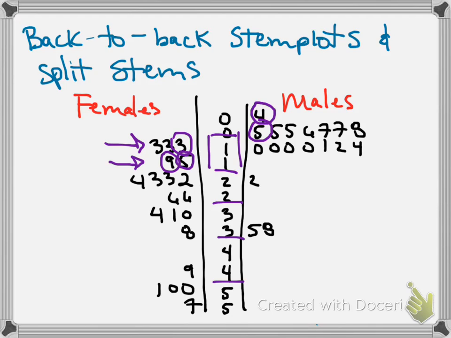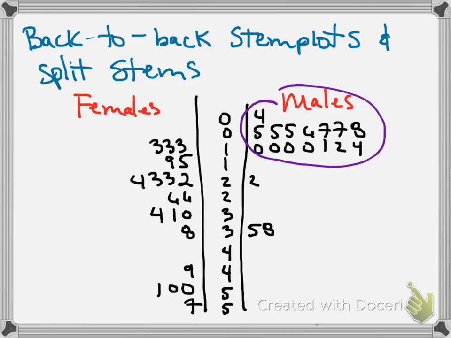Again, the whole purpose of splitting stems, like we've done on this example, is just to make the shape of the distribution a little bit easier to see. Because we've split the stems, it's pretty easy to see that most of the data for the males is clustered down here. These poor guys don't have too many pairs of shoes, and it looks in general like the females have far more pairs of shoes.